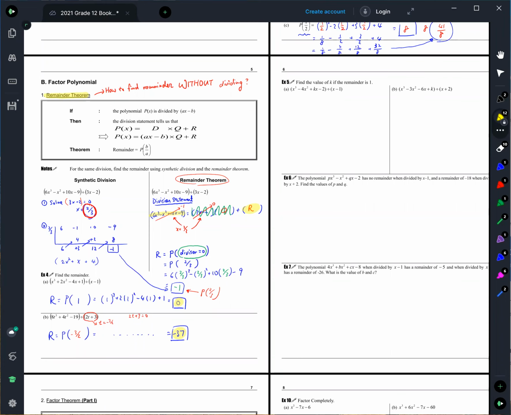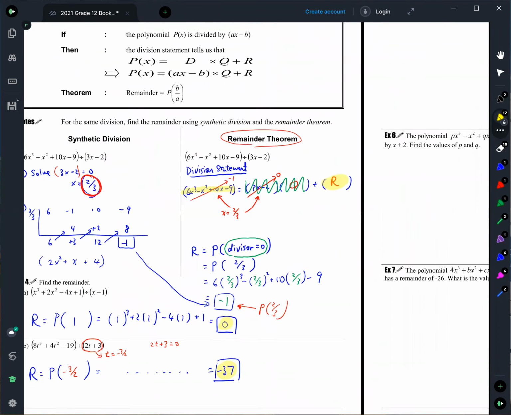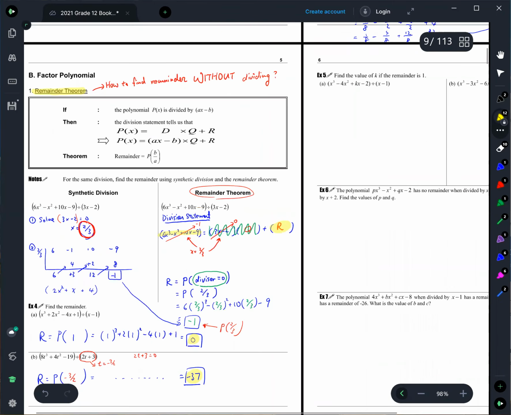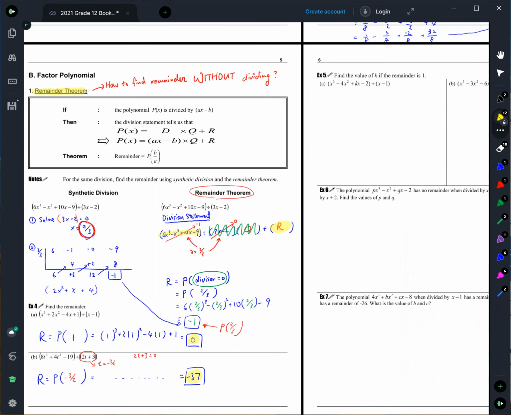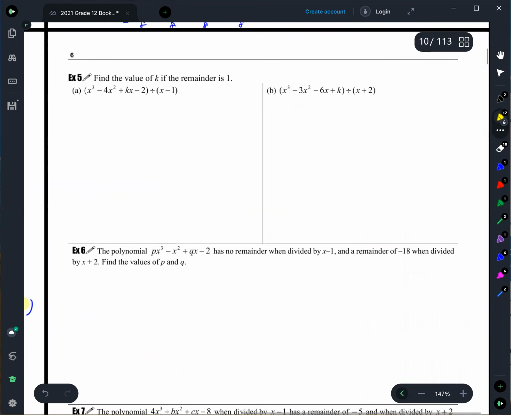Okay, so before the break, we learned how to find remainder using the remainder theorem. So here we'll do a couple questions that have to do with the remainder theorem. So look at question 5b.